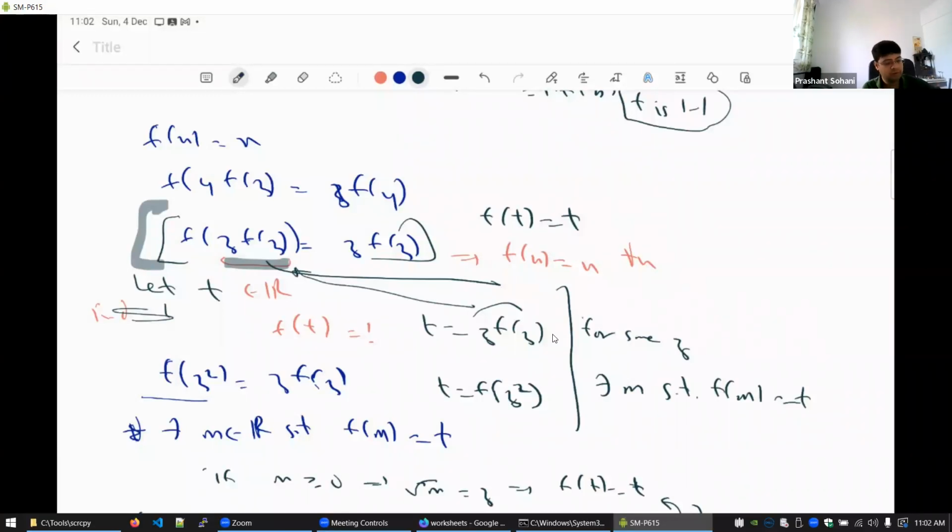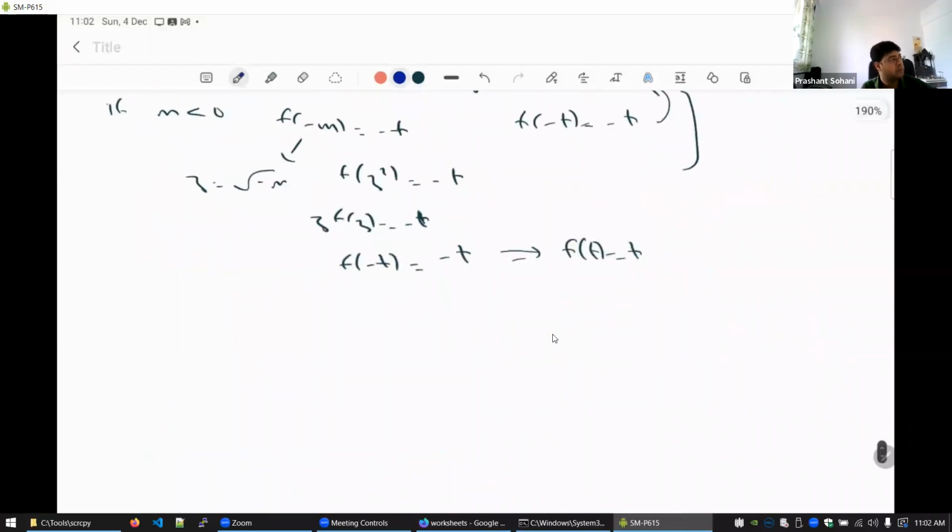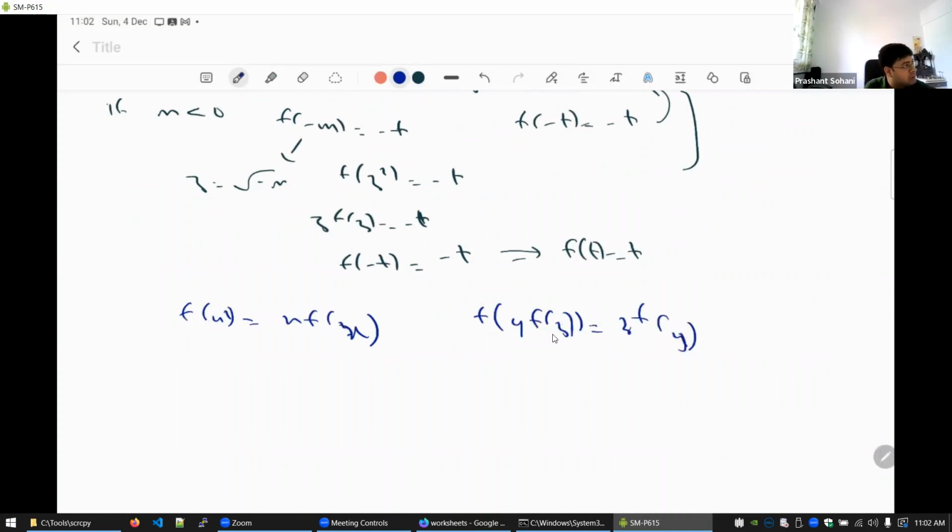Okay, so I think the official solution also is finding the same equations as us. So f of x square equal to x f of x, and f of y z equal to z f of y. And I think after that they are doing something different. So now they are saying put y equal to 1 over here. So we'll get f of z is equal to z times f of 1. How does that help us?